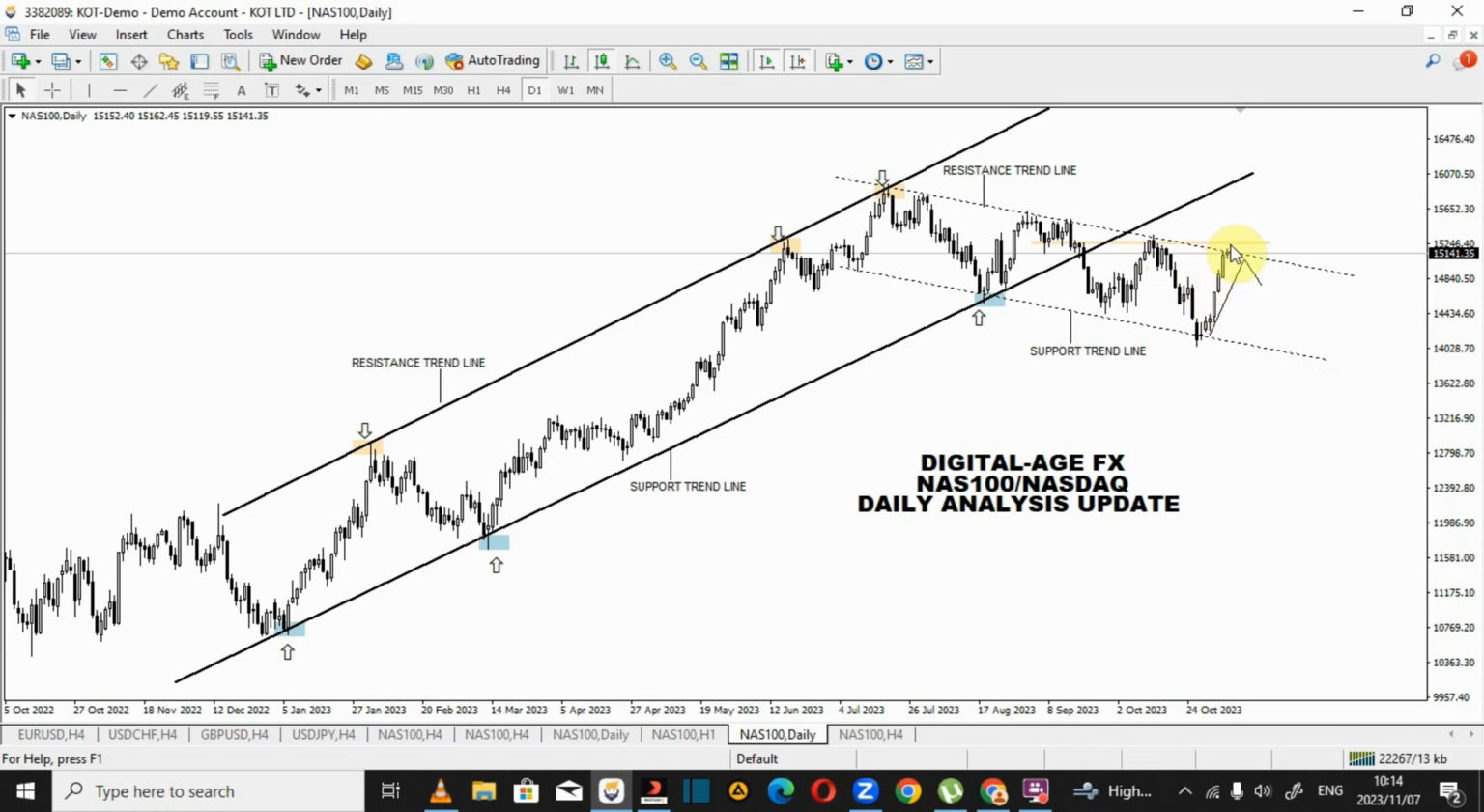This is the same thing that's happening at this level right here. At this level, we are looking forward to actually sell, but we are waiting for more confirmation before we can begin to sell the NAS100. So as you can see, this is the daily analysis on the Nasdaq.